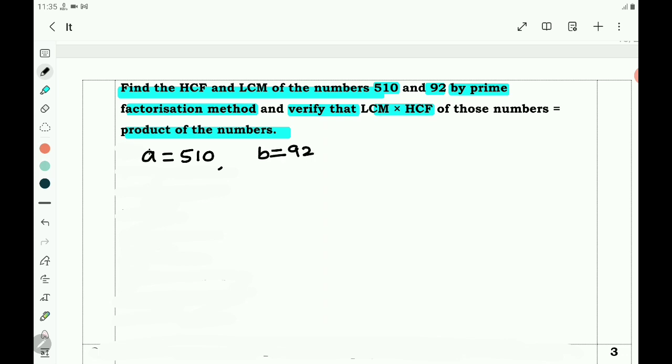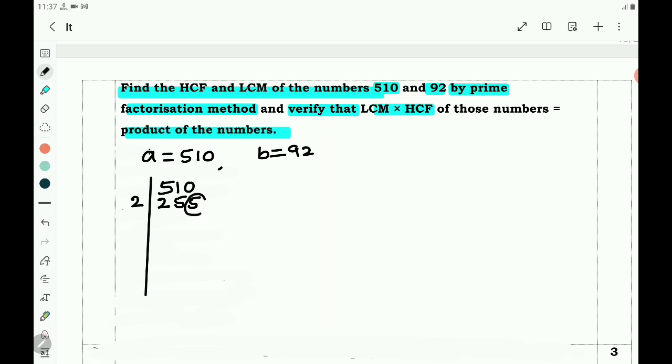Factorize 510 and 92. 510: as the unit digit is 0, it is divisible by 2. So you divide 510 by the first prime factor 2. 5 is not in the table of 2, its previous number 4 is there, 2 twos are 4. 1 is remaining, 11 is also not in the table of 2, so you take 2 fives are 10. Again 1 is remaining, 10. 2 fives are 10, giving 255.